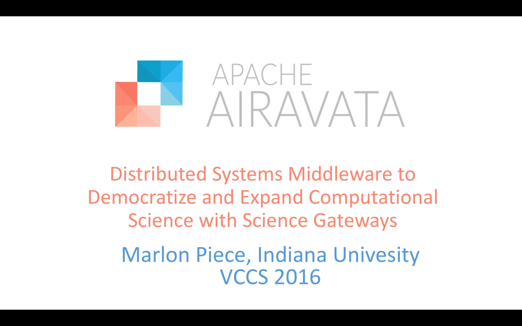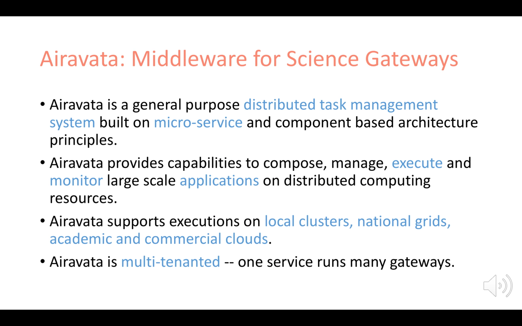I'm going to be talking about Apache Airavata, distributed systems middleware to democratize and expand computational science with science gateways. So what is Airavata? It's middleware to support science gateways, and I'll say more about what gateways are in a couple of slides. Airavata is general purpose distributed task management software that's built on a microservice and component-based architecture. Airavata provides capabilities to compose, manage, execute, and monitor large-scale applications on distributed computing resources. It supports execution on local clusters, national grids, academic, and commercial clouds. And it's multi-tenanted. One service runs many gateways.